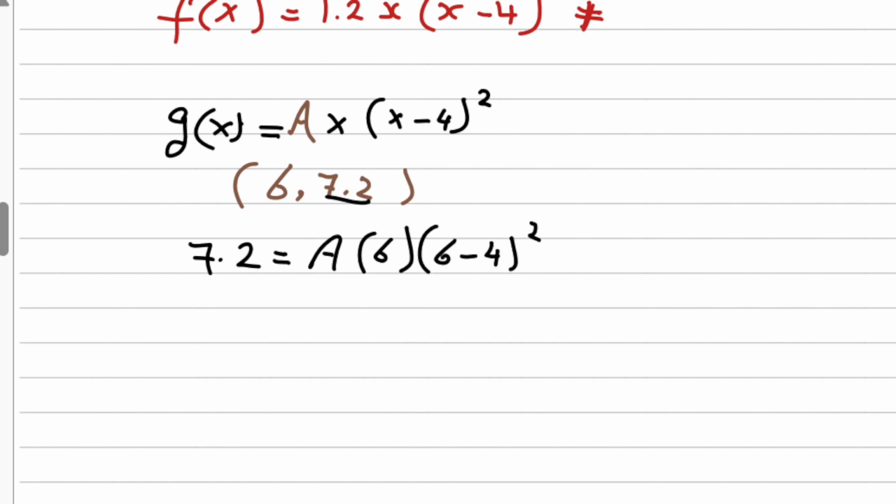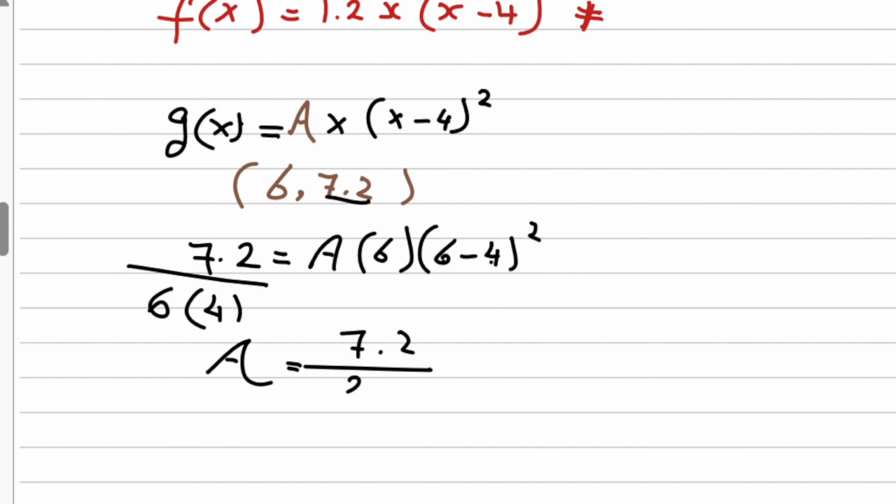Now let's find a. What I will do is I will divide by 6, and then 6 minus 4 is 2. 2 squared is 4. I'll just divide by 6 times 4, and that gives you a equals. So it's 7.2 divided by 24, isn't it? I'll just use my nice calculator. So it's 7.2 divided by 24. That gives me 0.3. That's a strange number. So it's 0.3. Once you get it, just put it back here.